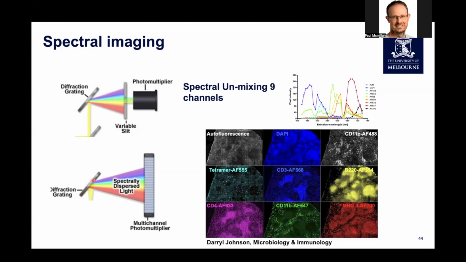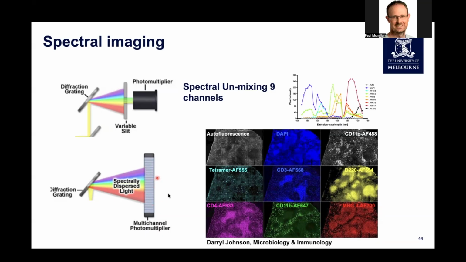Alternatively, there are a few systems out there, again with a diffraction grating to separate out the different wavelengths. And this is spread across a multi-channel detector. So in this case, this would be something like a 32-channel array, which allows us to separate out each of these wavelengths into separate bins.